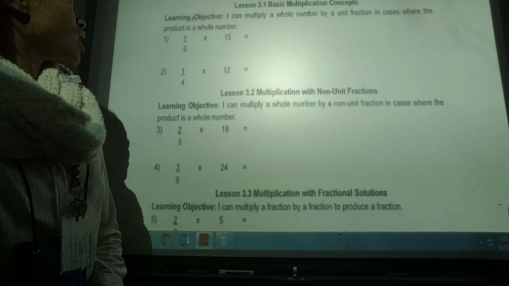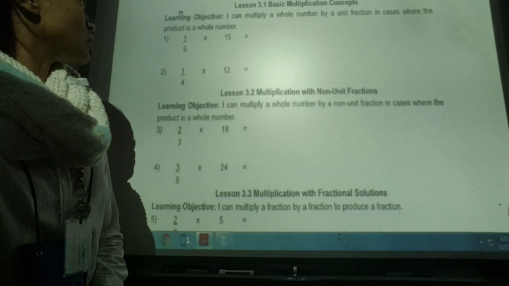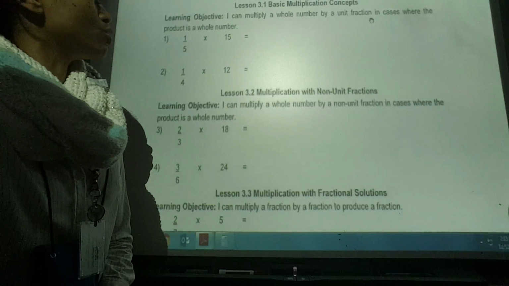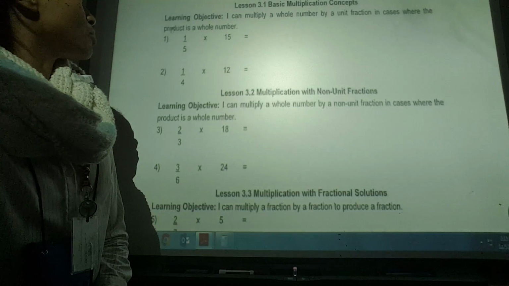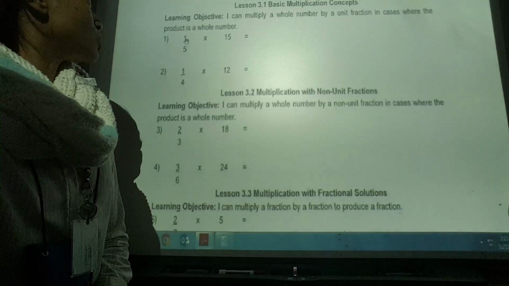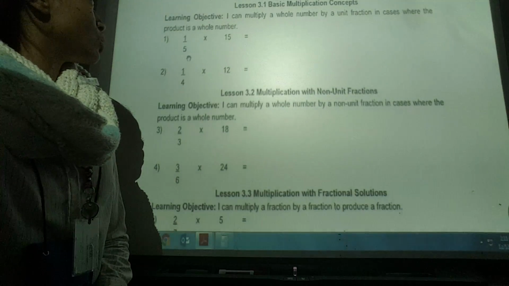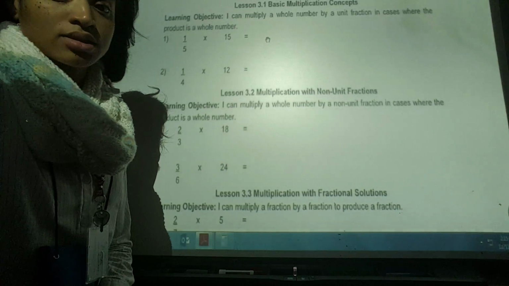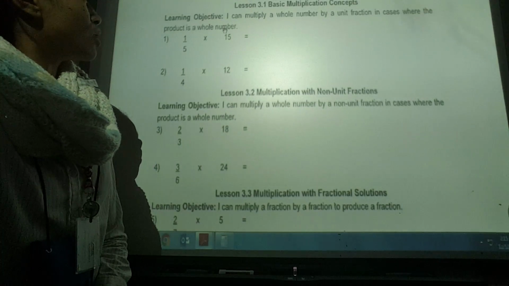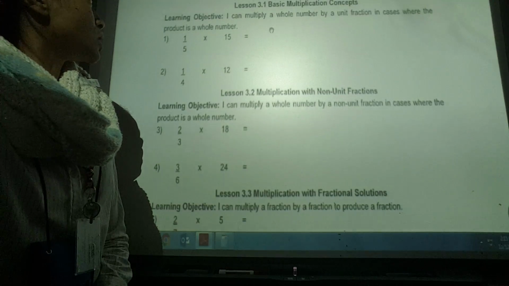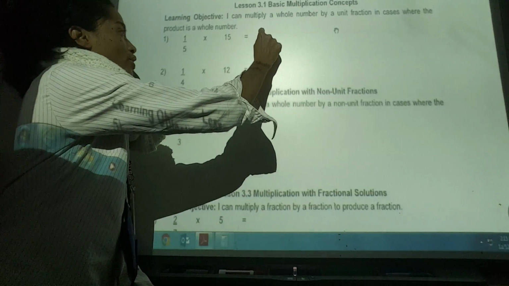First two questions, we wanted the students to meet this learning objective and be able to say I can multiply a whole number by a unit fraction in cases where the product is a whole number. So this will be a whole number, 15, 1/5 is a unit fraction. The product, the answer, is going to be a whole number. So in this case, 1/5 of 15 would be equal to 3.